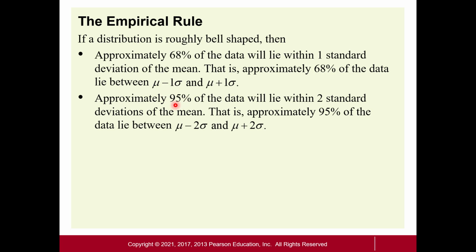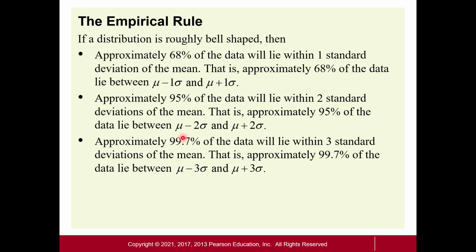And then approximately 95% of the data lie within 2 standard deviations of the mean. So that's almost all of it. So approximately 95% of the data lie within the mean mu plus or minus 2 standard deviations. And then about 99.7% of the data lie within 3 standard deviations of the mean.